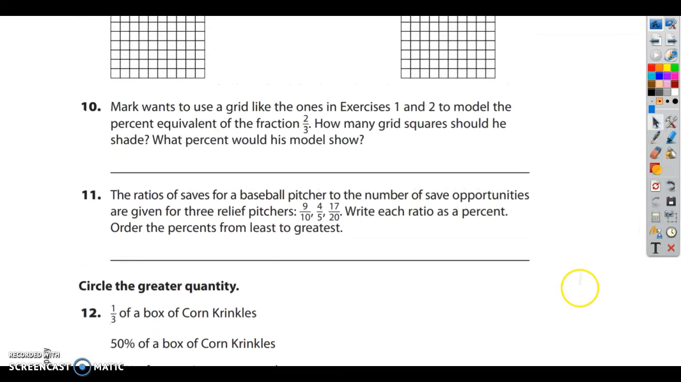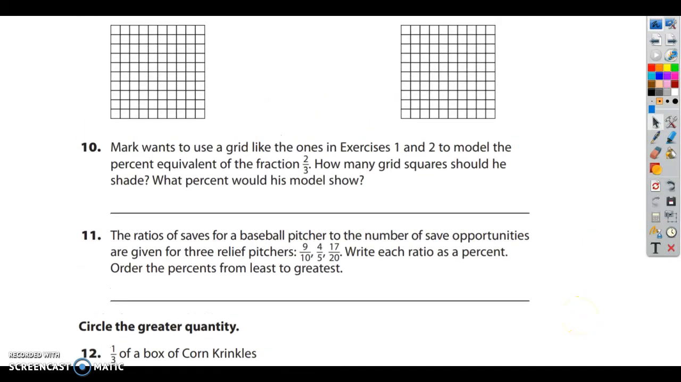Question 10 reads, Mark wants to use a grid like the ones in exercises 1 and 2 to model the percent equivalent of the fraction 2/3. How many grid squares should he shade? What percent would his model show? So what this is saying is, could you shade in 2/3 of these? And the answer is yes, kind of. 2/3 of 100, though, that's what we have to do here. 2/3 of 100 is kind of tricky.